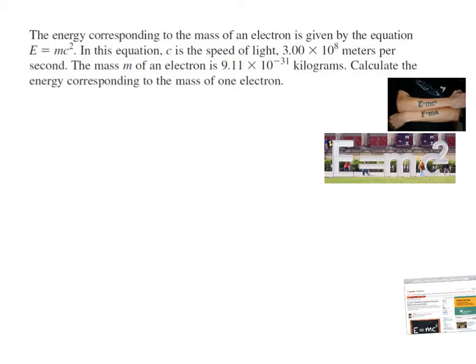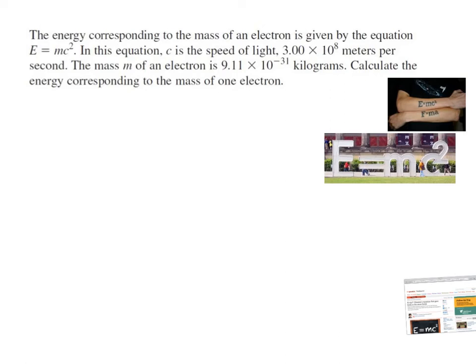All right, so how are we going to use it? Here's your problem. The energy corresponding to the mass of an electron is given by the equation E equals mc squared. That's why it's called a mass-energy equivalence. In this equation, c is the speed of light, 3.00, or just 3, times 10 to the 8th meters per second. Again, extremely fast. And the mass m of an electron is 9.11 times 10 to the negative 31st kilograms. That is so amazingly small. Calculate the energy corresponding to the mass of one electron.